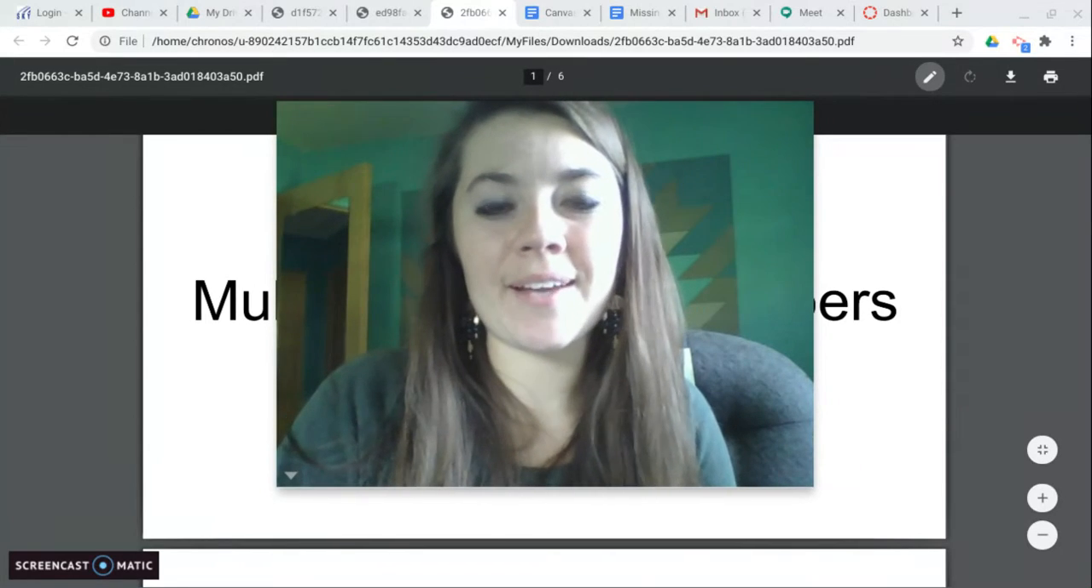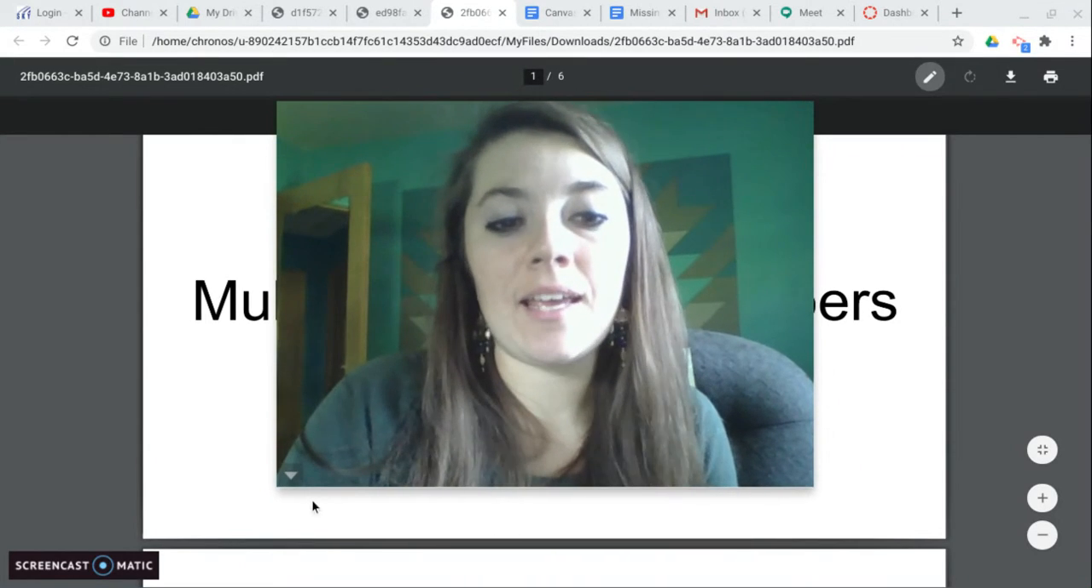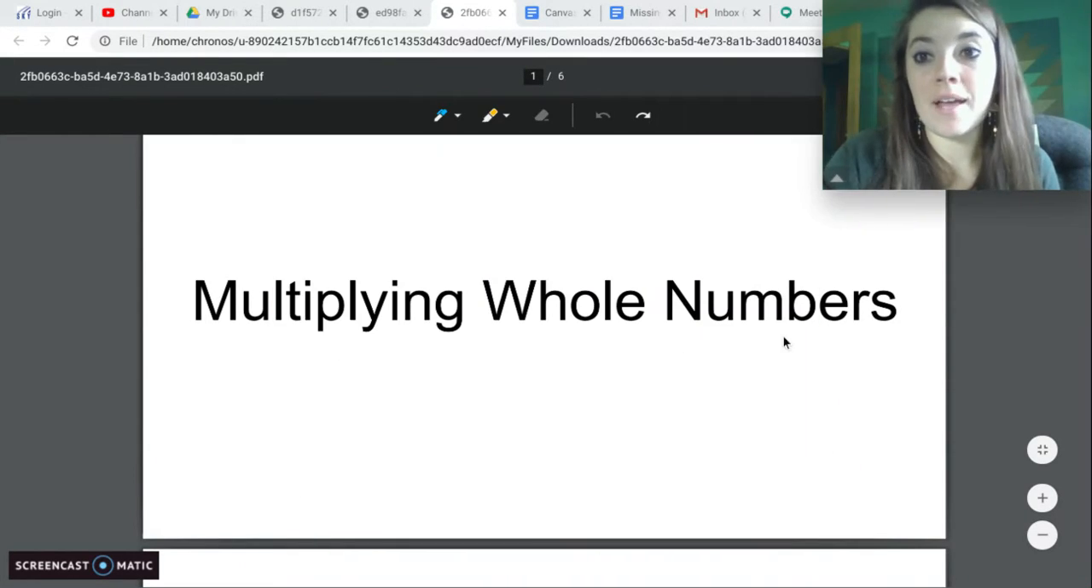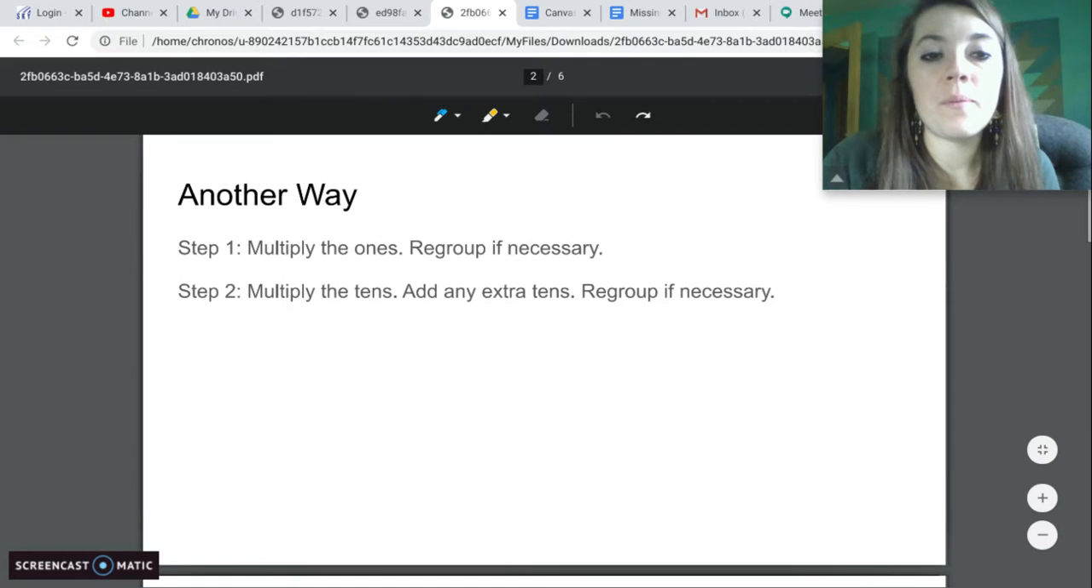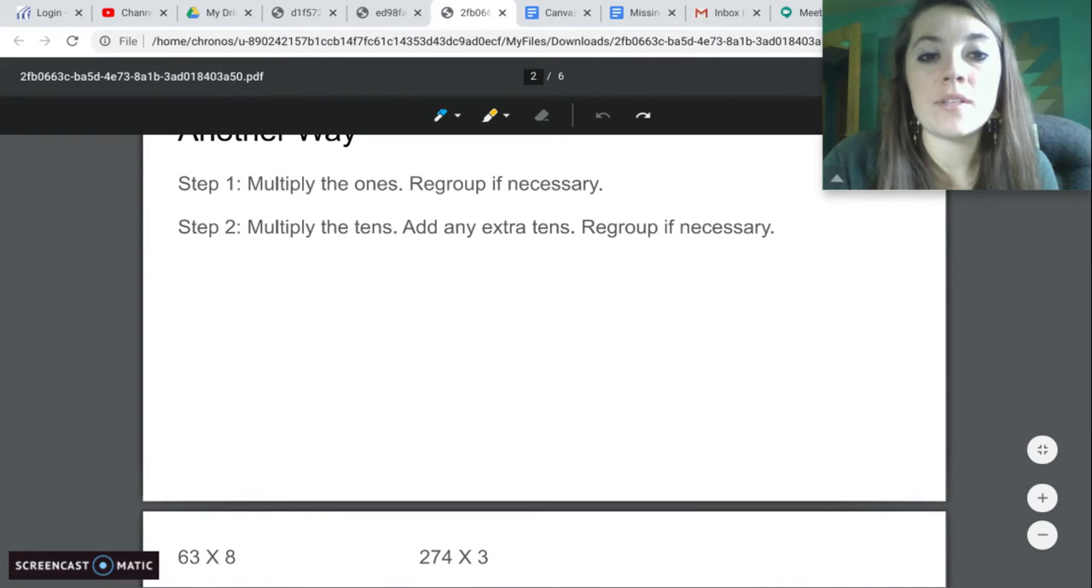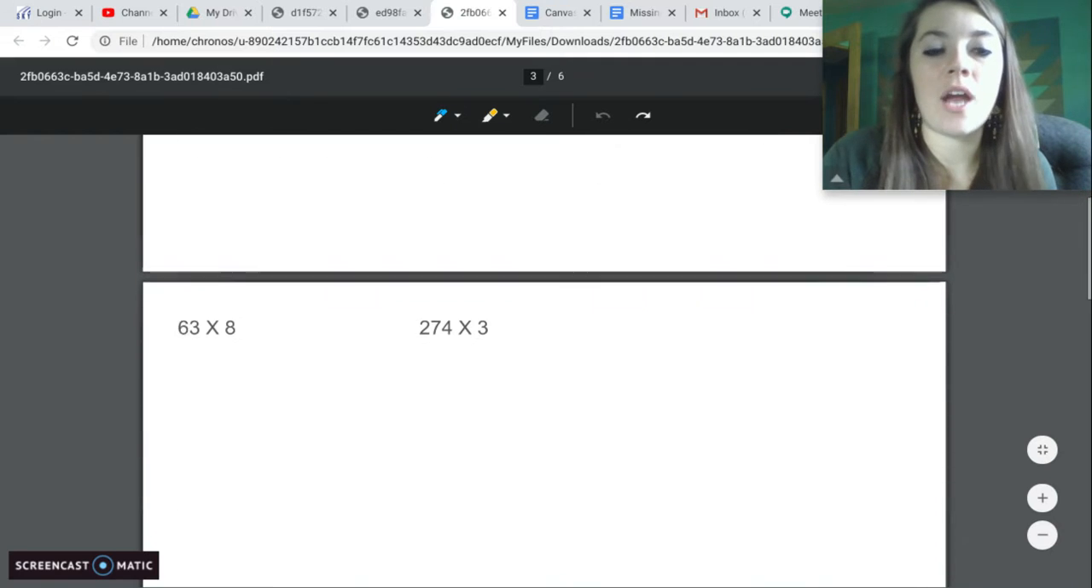Guys, welcome back. So what we're looking at today is multiplying whole numbers. We're going to look at how we multiply them and practice with some multiplying. One way we multiply them is step 1, multiply the ones, regroup if necessary. Then step 2 is to multiply the tens, add any extra tens, and regroup as necessary. So let's give it a try for how we do this.